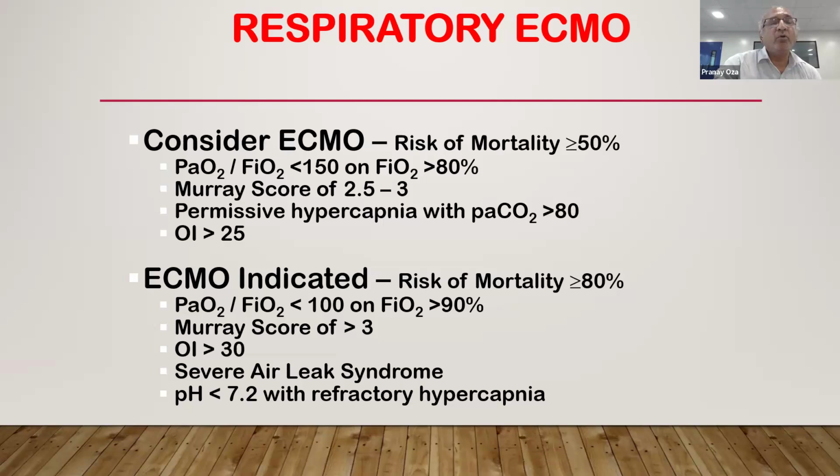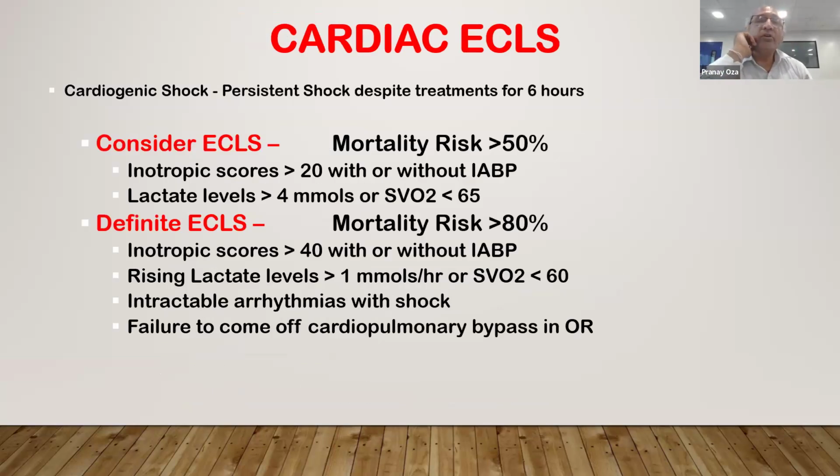Start thinking about or talking about ECMO when the PF ratio is less than 150, and once the PF ratio goes below 100, you should initiate ECMO. Similarly, in cardiogenic shock, start thinking about ECMO when the inotropic requirement increases, when the inotropic score is more than 20 and your patient is on dual inotropes. By the time the patient goes on triple inotropes, requires an IABP, and the inotropic score goes above 40, you can initiate ECMO.